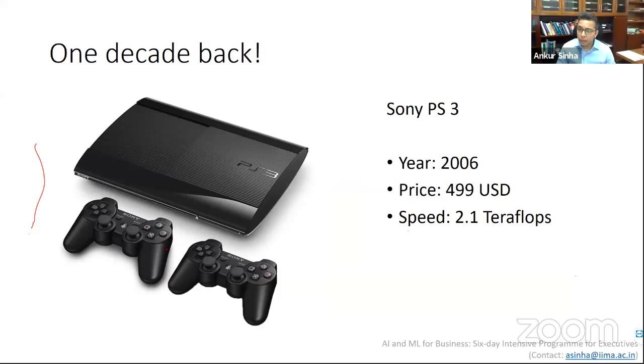Kids are playing with a computer which is twice as fast as ASCII Red. They are sitting in their living rooms, playing with a computer twice as fast as ASCII Red. What is the price of the machine? Just 500 US dollars. Now this violates Murphy's law.